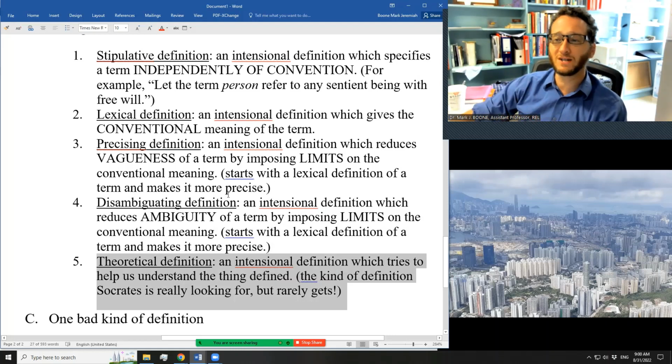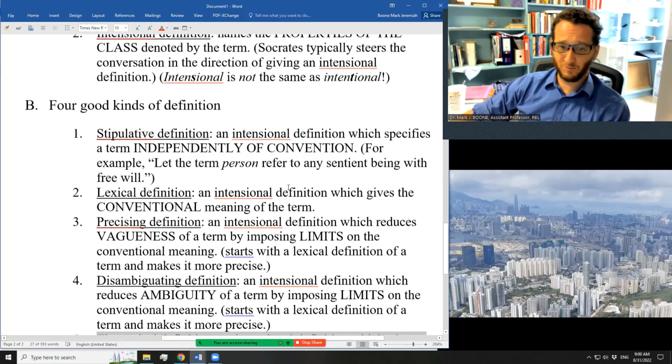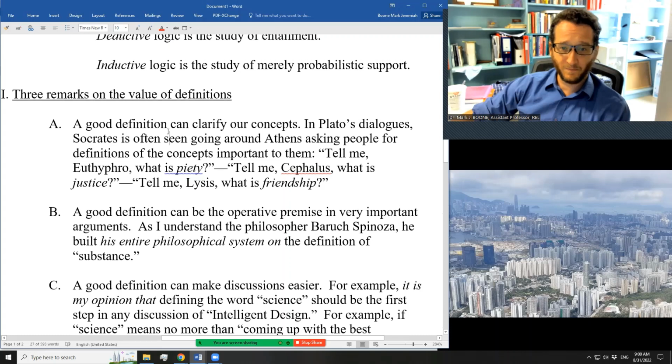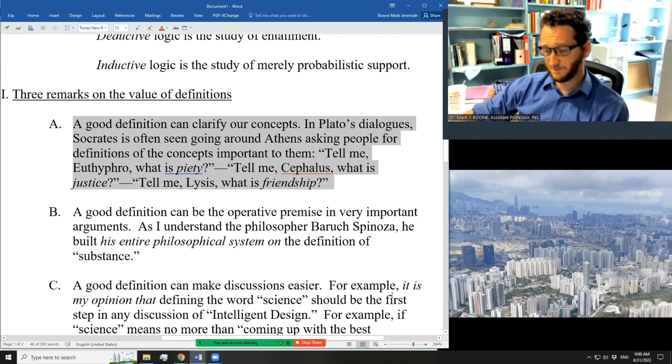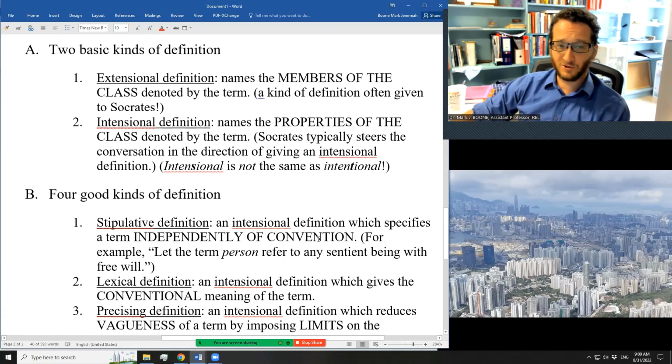All right, now Socrates, what he's really looking for is a theoretical definition. That would be an intentional definition that tries to help us understand the thing defined. That would be the one that really clarifies things. That would be the ideal clarity of concepts that Socrates is looking for. All right. So those are some types of definition.